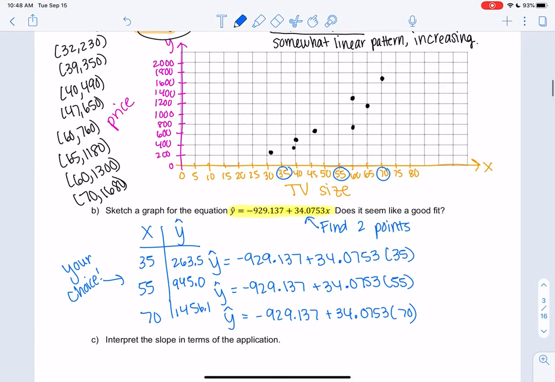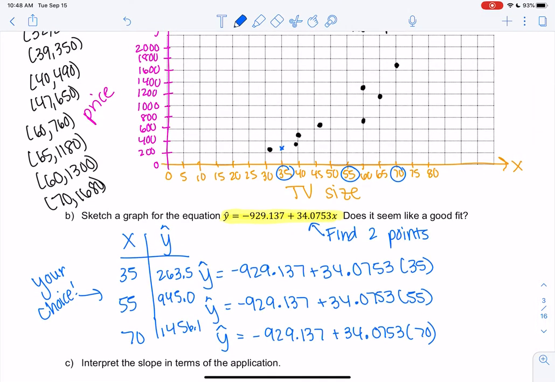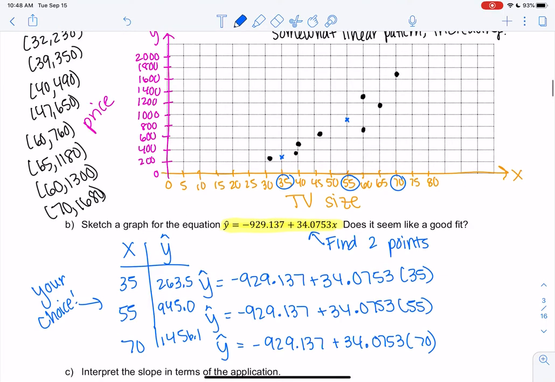All right, so if you weren't able to use a different color, mark them with an X instead. So 35 and 263, I'll just estimate is right there. I just want to indicate that these are not actual data points, so I want to give them a different marking on the graph. 55 and 945, again, use a different color or make it a little X, just a different symbol. And then 70 and 1456. It's okay that it doesn't match the actual data because the lines are going to be approximations, which we'll get into. And then you can connect those to make a line. So connect the three blue ones or the three X's or whatever you used.